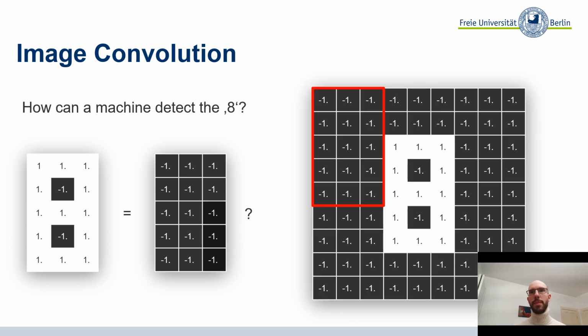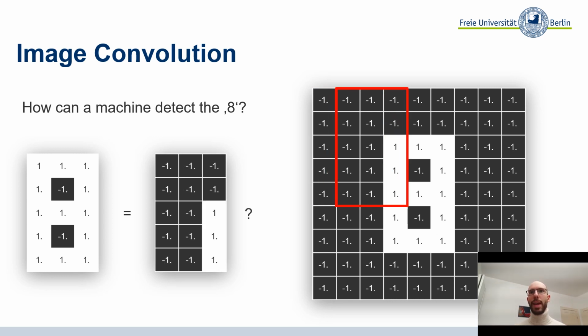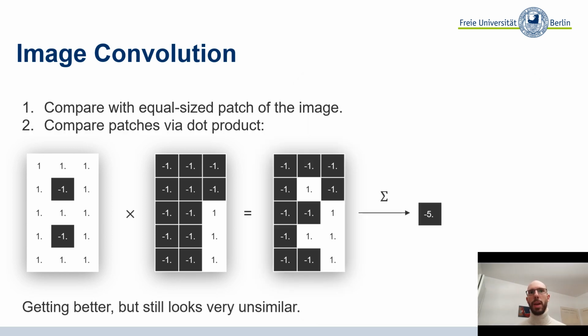And now we can just repeat this. We shift our sub-window and look at the next sub-window of our full image, and again compare it to the patch that we want to have. When we compute the dot product again, in this case we would have 5 pixels that are similar to the desired patch, and we get a dot product of -5. So we're getting better, but this still looks very dissimilar to what we want to have.